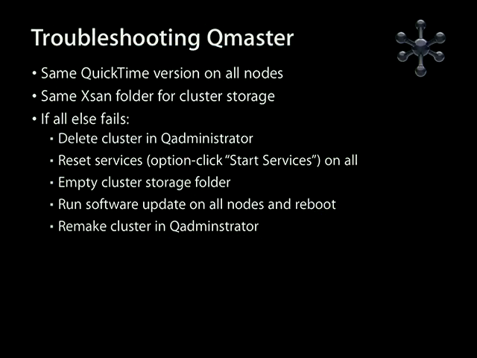So the QMaster cluster has been really very reliable for us in general, but it definitely does go down now and then. There are a couple of things that are absolutely necessary. One is that all the nodes have to be running the same version of QuickTime. They all have to be using the same XAN folder for cluster storage. The main reason for failure seems to be if one of the nodes has a hang for other reasons while it's crunching, the whole thing will go down.